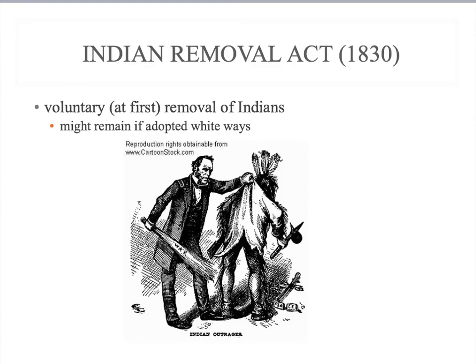So the first step in this process is the Indian Removal Act that was passed in 1830. Now, what it said was Indians and Native Americans at first would voluntarily leave from their land. In other words, they wouldn't force them to do it. They would kind of encourage them to leave their land.